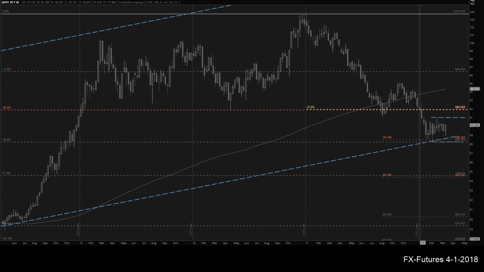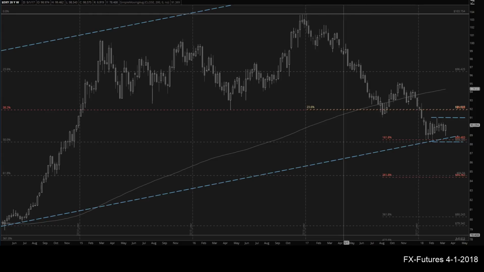This is just going to be a quick synopsis on the FX and futures markets that I track. So let's really quickly go over all the levels. This is the dollar index.